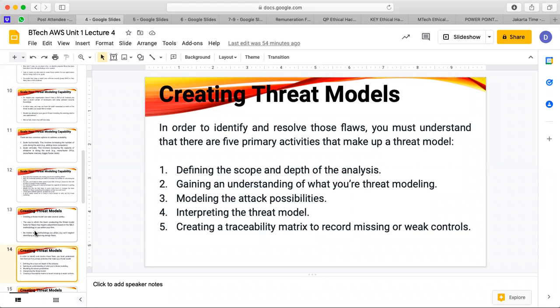First is defining the scope and depth of the analysis. Second is gaining an understanding of what you are threat modeling. Third is modeling the attack possibilities. Fourth is interpreting the threat models. Fifth is creating a traceability matrix to record missing or weak controls.